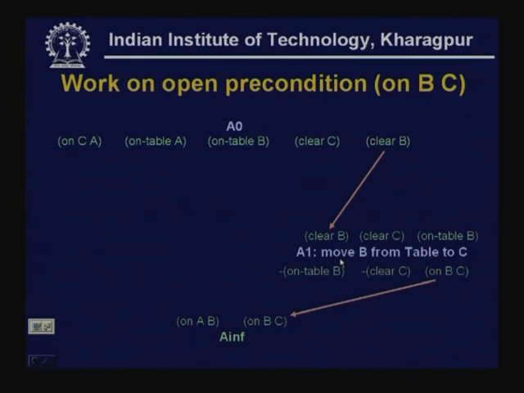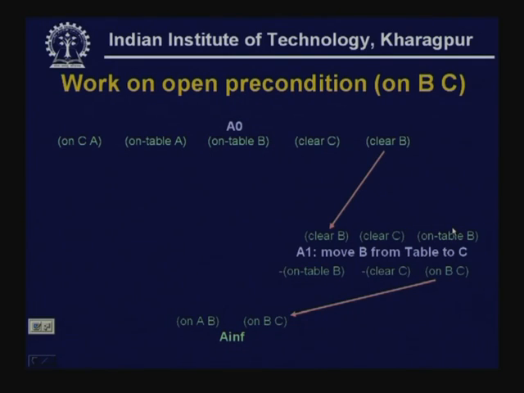Then, before we proceed, let us see what are the open conditions, what are the flaws in this partial plan. There are several open preconditions. On AB is open, clear B is achieved in the initial state, but here it is open. Clear C is achieved in the initial state, but here it is open. On table B is achieved by the initial state.